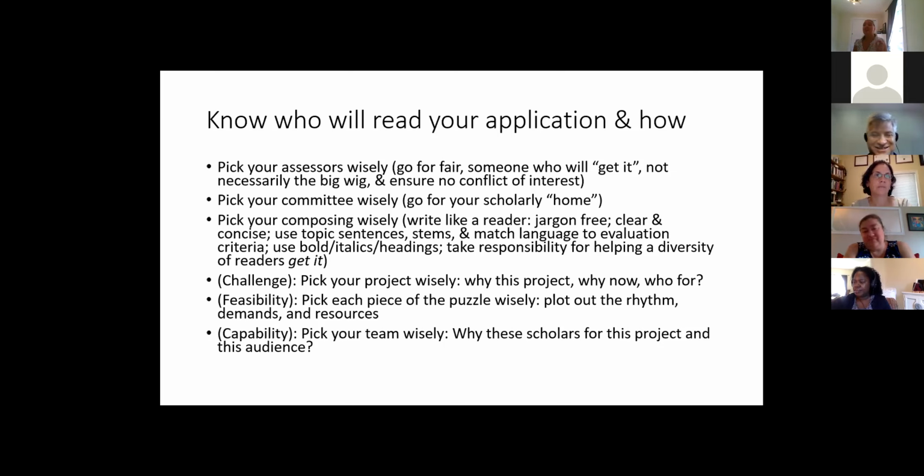Now, use topic sentences. Use sentence stems that match the language to the evaluation criteria. You don't have a lot of room, so you're going to want to use bold, italics, and headings, right? All of these are the breadcrumbs that help your readers, this diversity of readers, to get it. So if you have room, things like bulleted lists and numbered lists are all really very important.